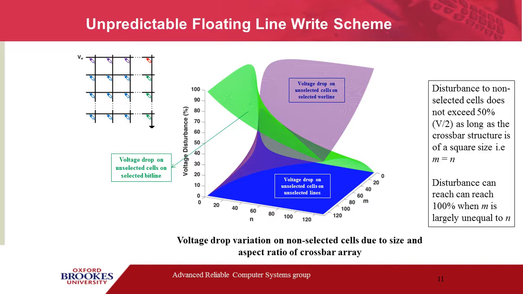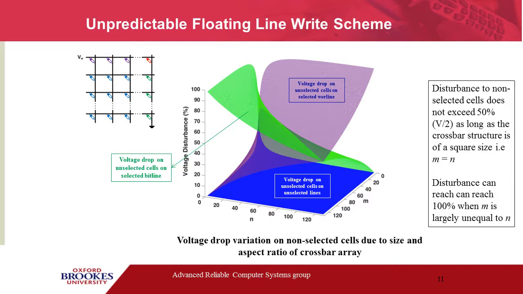But as M and N begin to deviate from each other, the voltage disturbances to the unselected cell increase and could be up to 100% on partially selected cells. The partially selected cells are the cells on the word line and the bit line that are unselected.